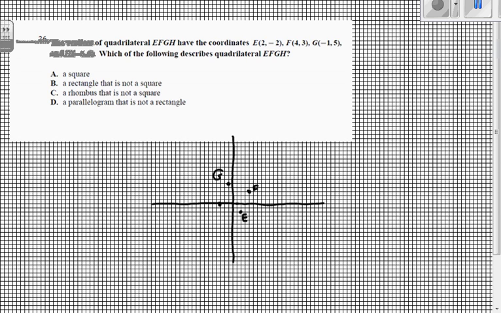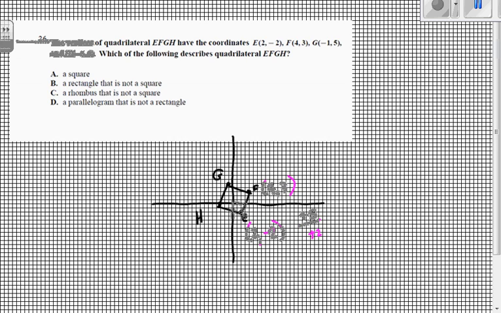All right. Worst case scenario, you're going to do 4 of your slopes and 4 distances, okay? It's really not that big a deal. Slope, let's see, F is 4, 3. E is 2, -2. Just look at the y's first. From -2 to 3, I went up 5. From 2 to 4, I went up 2. So this has a slope of 5/2.